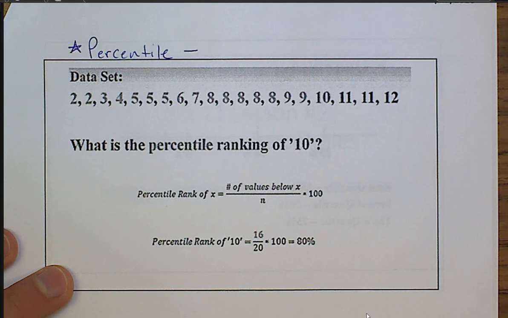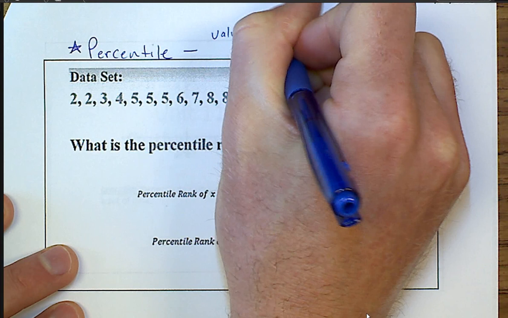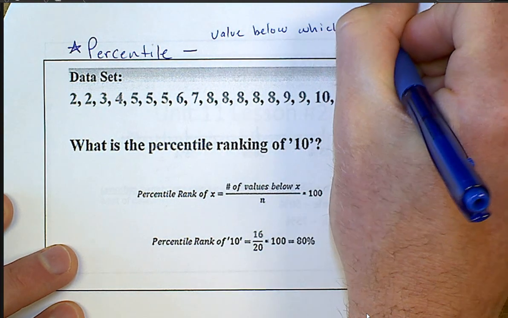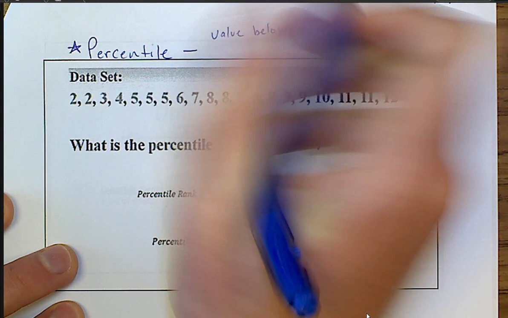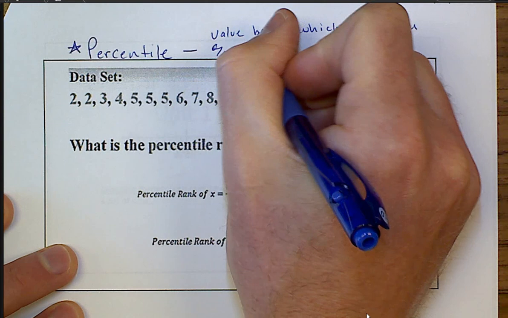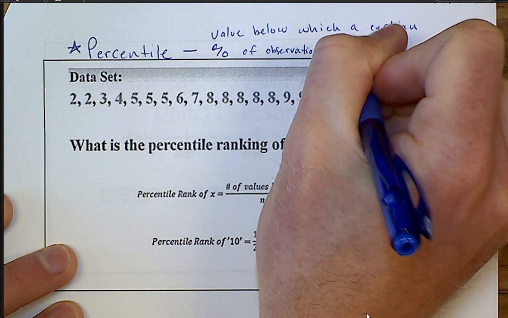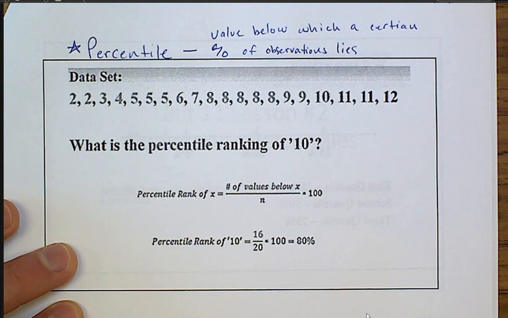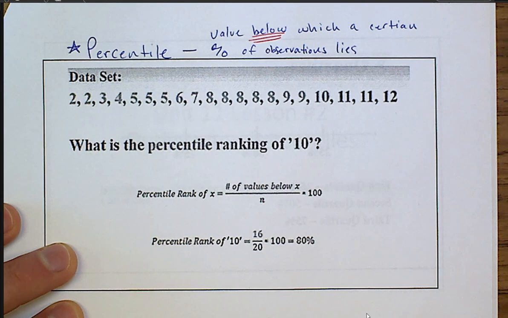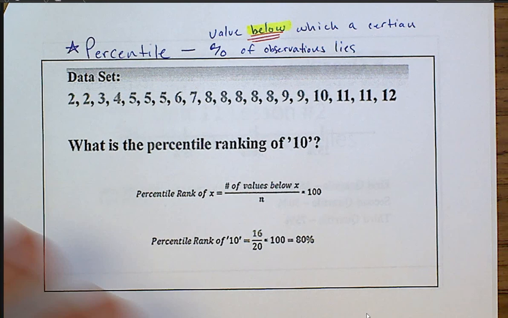Now, I have to have you write down the definition of a percentile. So here's what it is, and this is important. It's the value below which a certain percentage of observations lie. Now the key word in this is below, and I'll talk about that here in a second. Values below the percentile, okay?